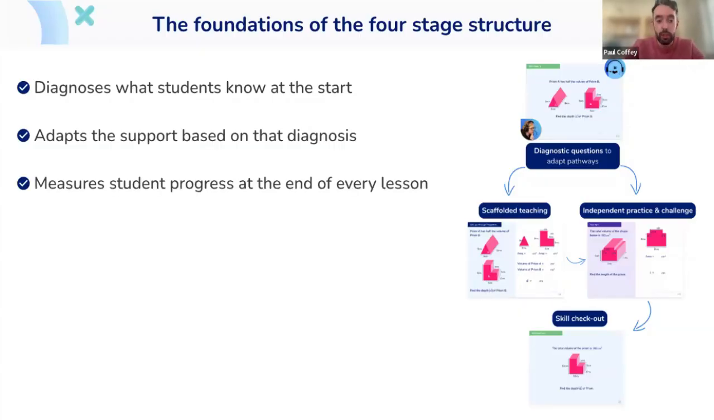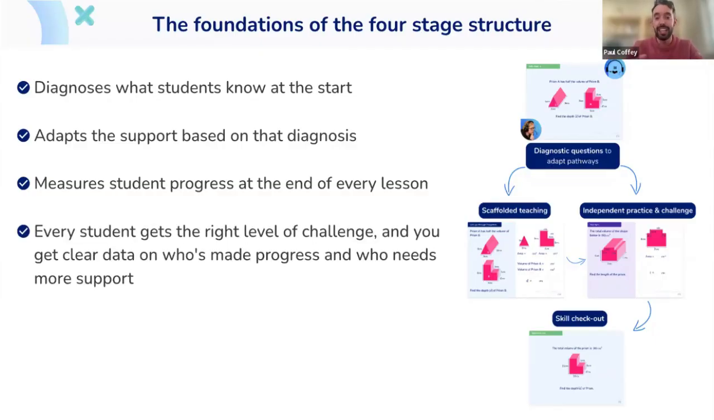Every student gets the right level of challenge, and you get a clear set of data on who's made progress and who needs a little more support. When students receive targeted help and then demonstrate they can do it independently, that's where they see visible progress. And it's a really powerful motivator, especially for students who've convinced themselves they just can't do maths. Yeah, absolutely. I think we all know the power of a growth mindset, particularly in maths.